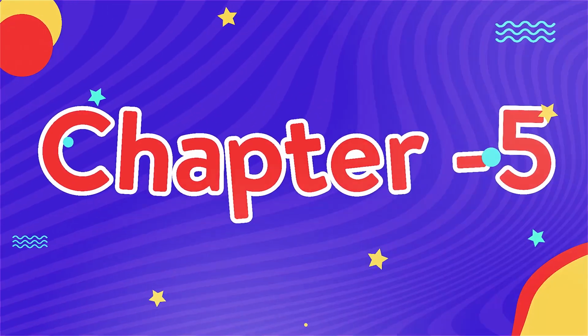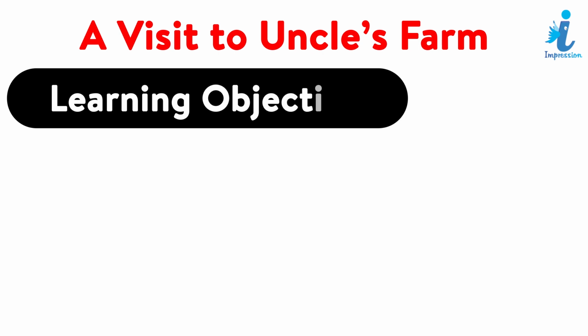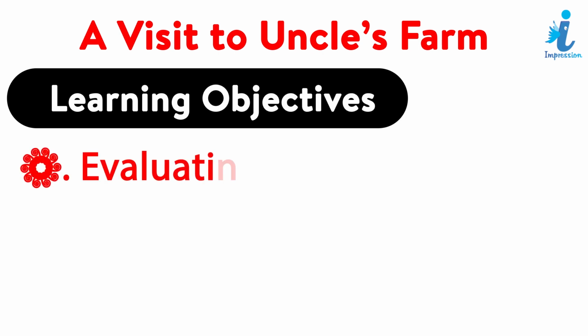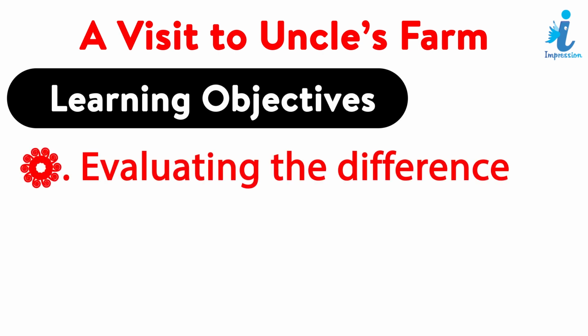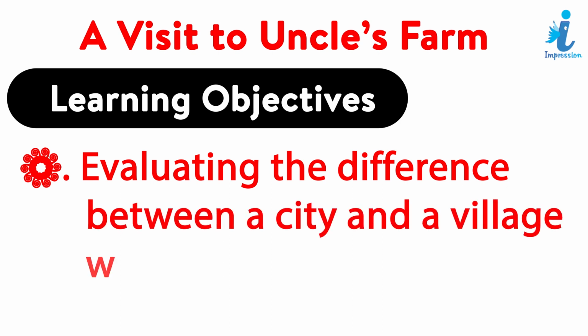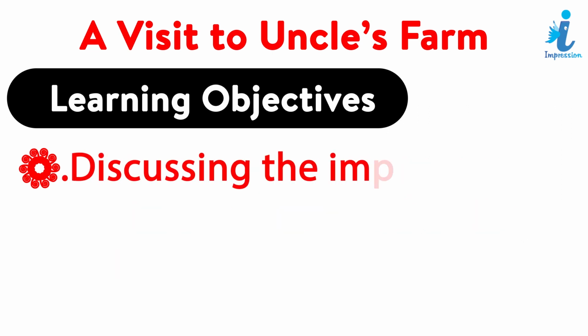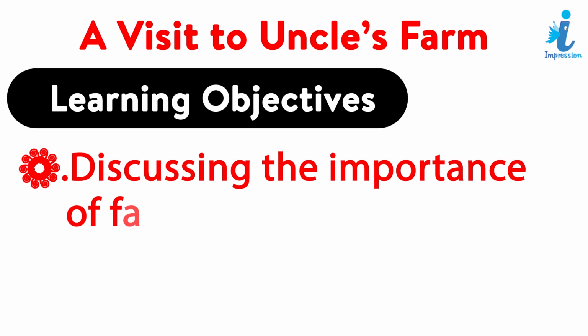Chapter 5. A visit to Uncle's farm. Learning objectives. 1. Evaluating the difference between a city and a village with a farm. 2. Discussing the importance of farms.